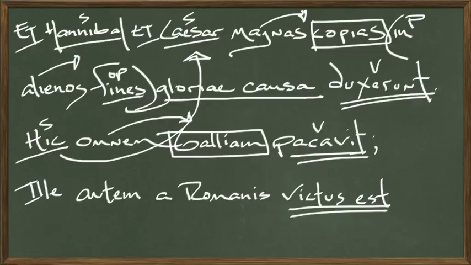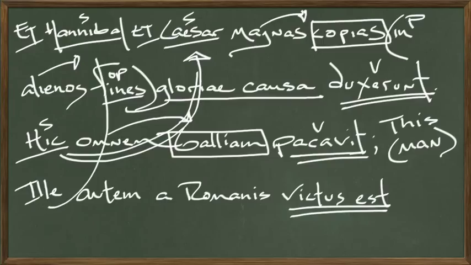So how do we translate hic? We actually translate hic here as this man. This man. Or you can just translate it as this. But we'll put it in parentheses, this man. So, this man conquered all of Gaul. Remember that the sentence above says both Hannibal and Caesar led large amounts of troops for the cause of glory into foreign territories. Okay? So these two guys, Hannibal and Caesar. This guy, Caesar, conquered all of Gaul.